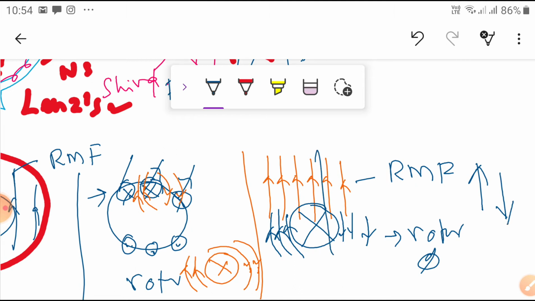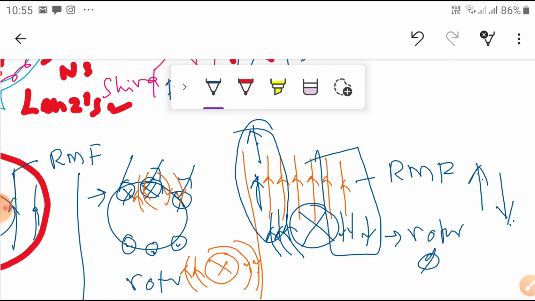Now what happens in this case? Here the RMF is in the upward direction and the rotor field is in the same direction. Here there is opposite polarity, north pole and south pole, while here it is north pole and north pole. So here the field is strengthened, and here the fields cancel each other and are weakened. The flux is weakened here, and strengthened there.